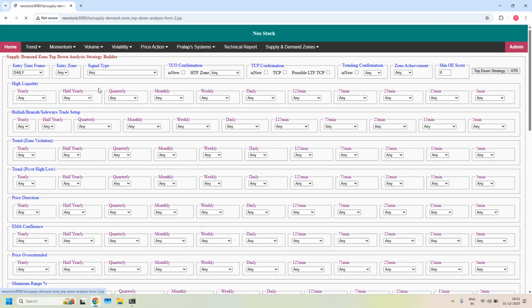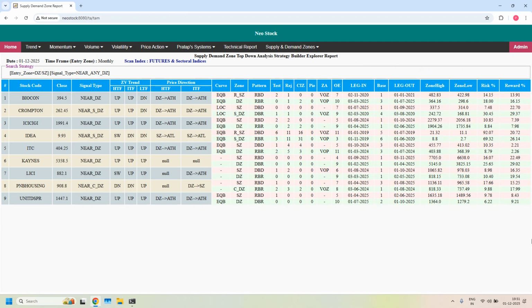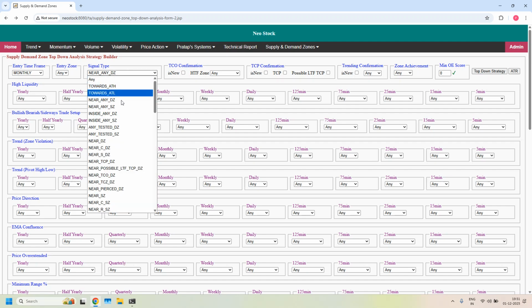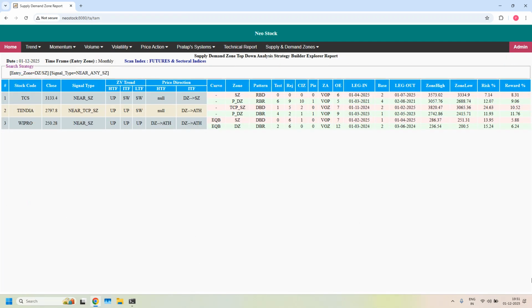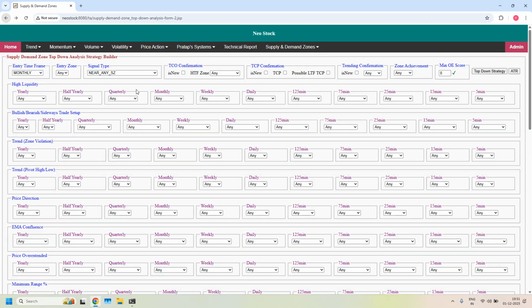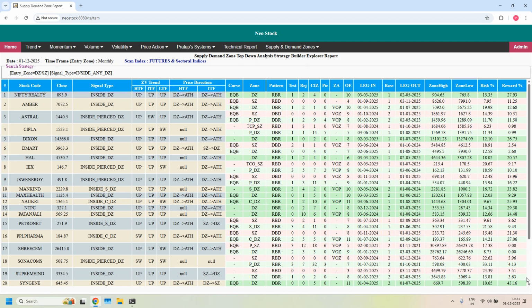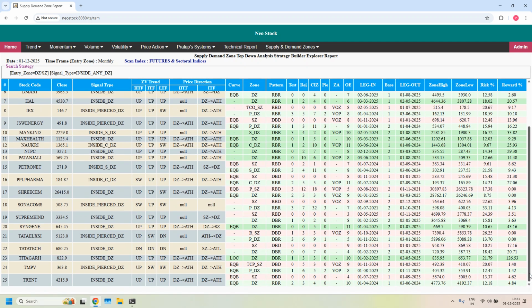Next time frame is monthly. Stocks near to the monthly demand zone, we got 9 stocks. Next, stocks near to the monthly supply zone, we got 3 stocks. Next, price closed inside the monthly demand zone. First 20 stocks in the list. Scrolling the list down. Total 25 stocks.